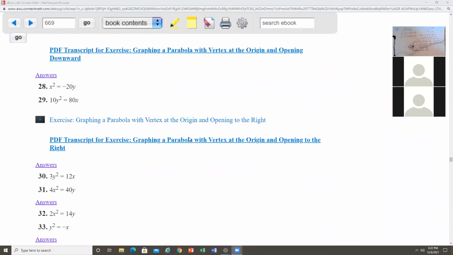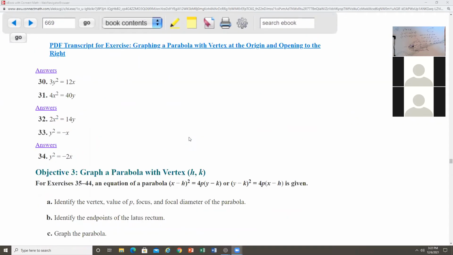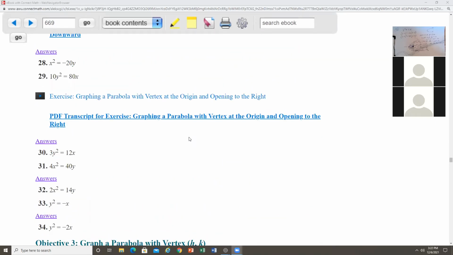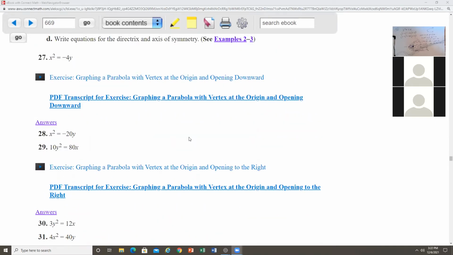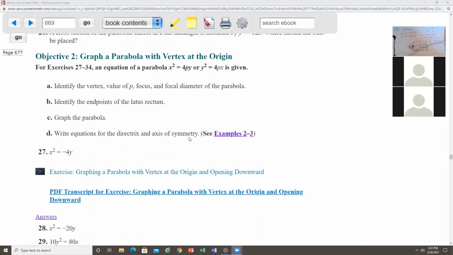Like number 32. Now, what do they want us to do with these problems here? Well, for problem 32, they want us to identify the vertex, the value of p, the focus, the focal diameter of the parabola, identify the endpoints of the latus rectum, graph the parabola, and write equations for the directrix and the axis of symmetry. In other words, they want you to do everything. So they want all the information surrounding this parabola. So let's go look at number 32.